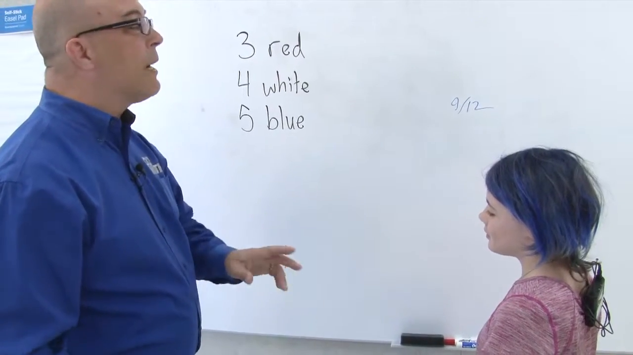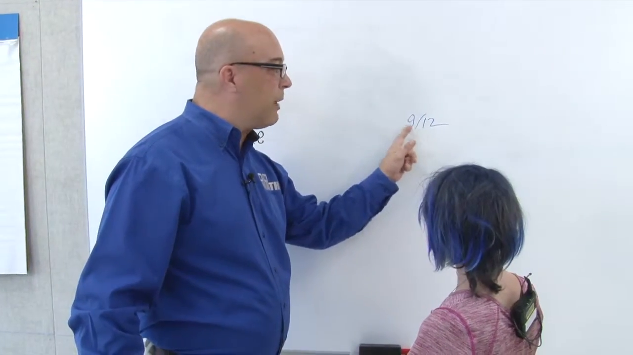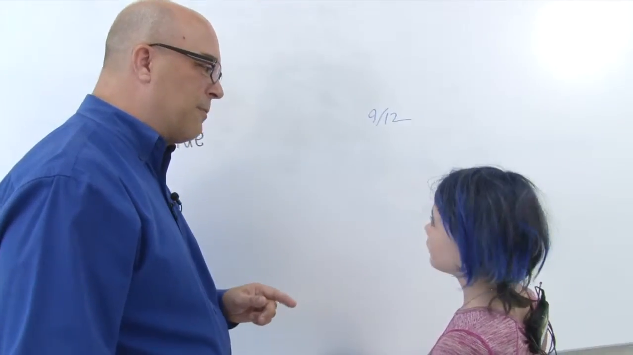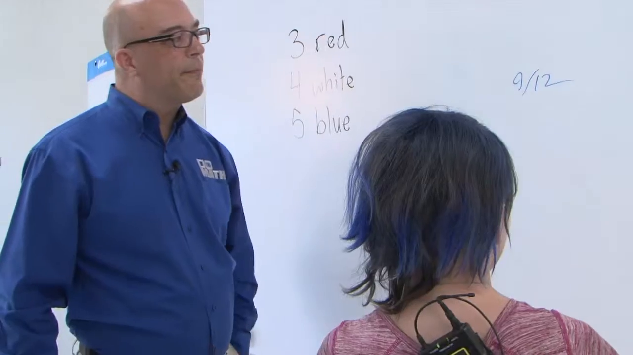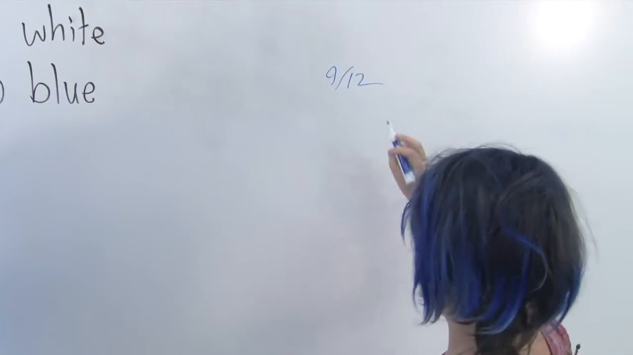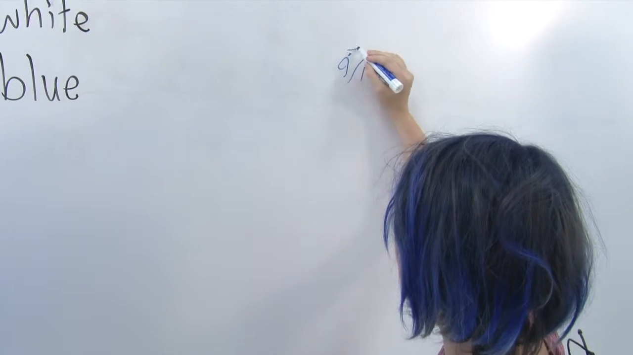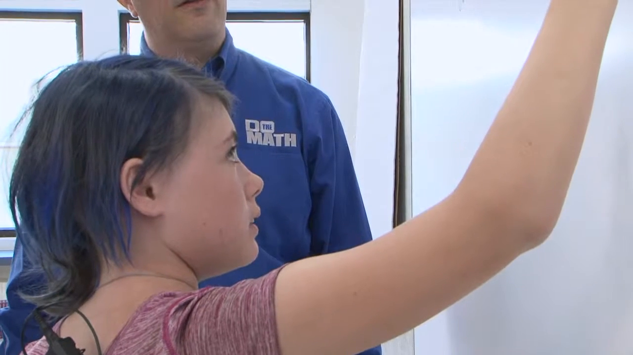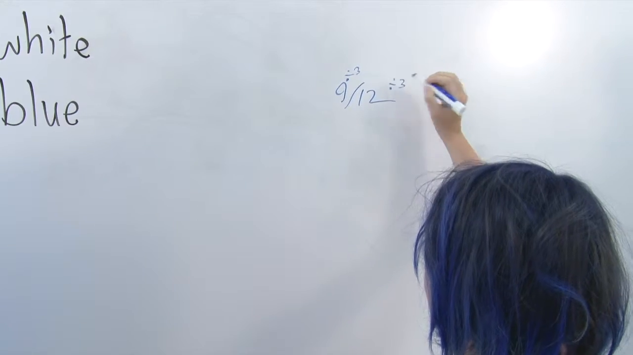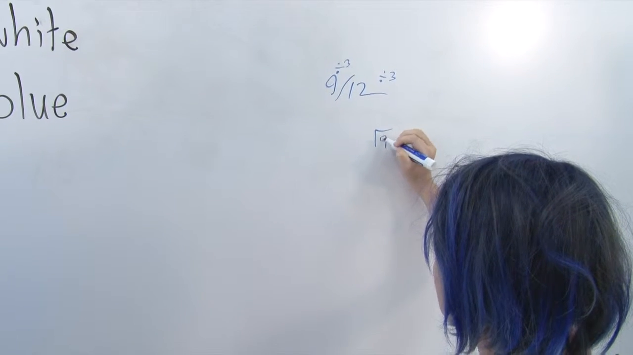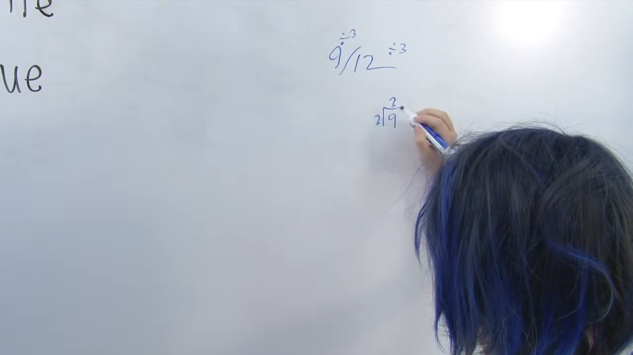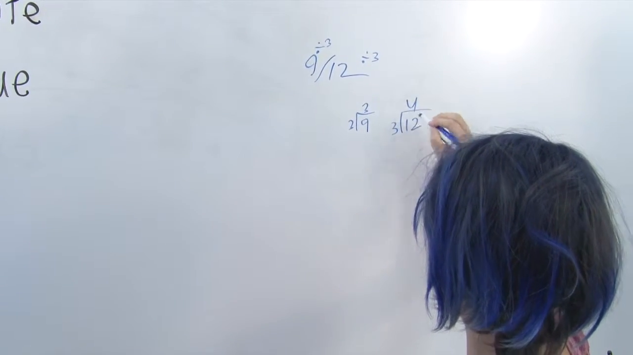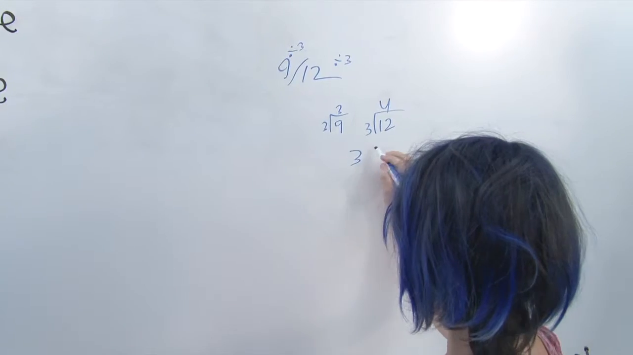Yeah. Now what I'd like you to do is take that 9 over 12 and simplify it. Okay. So you know how to simplify a fraction? Yes. All right. If I simplify it, first I see what the common factor would be. The common factor would be 3. So 9 divided by 3 equals 3. And 12 divided by 3 is 4. So it would be 3 over 4.